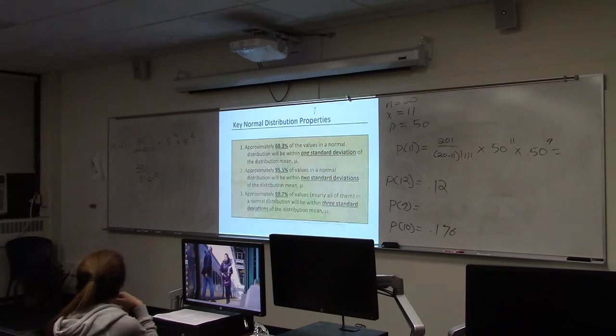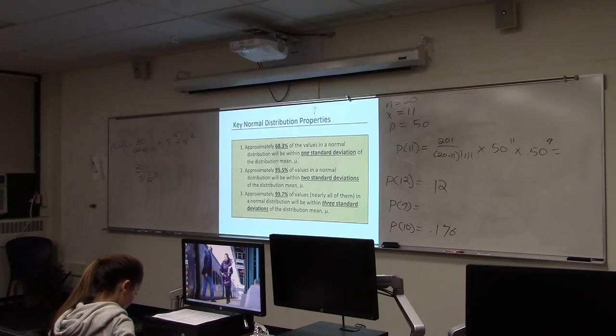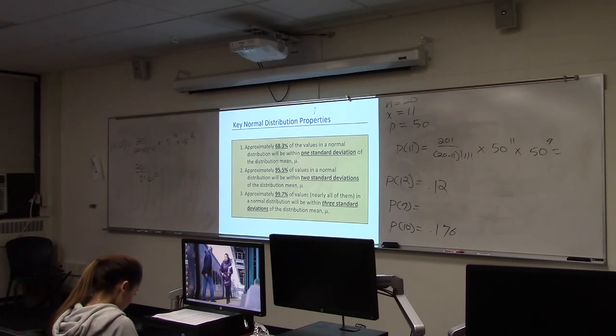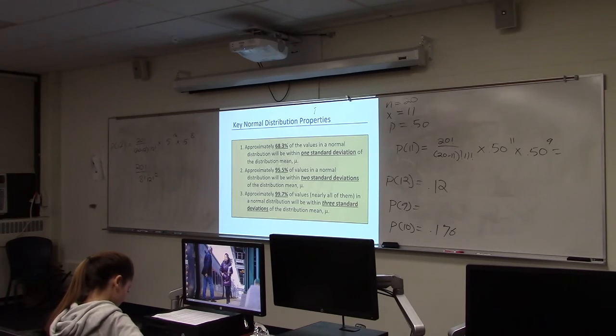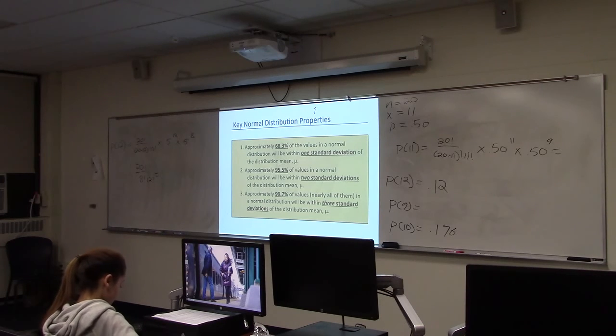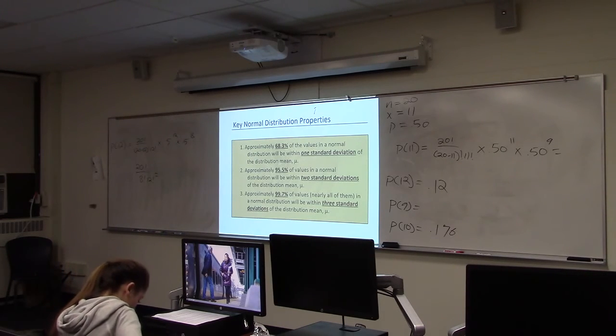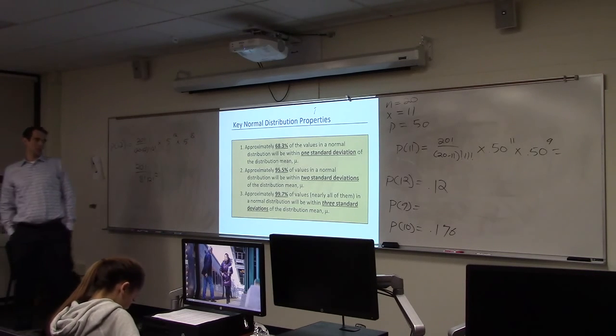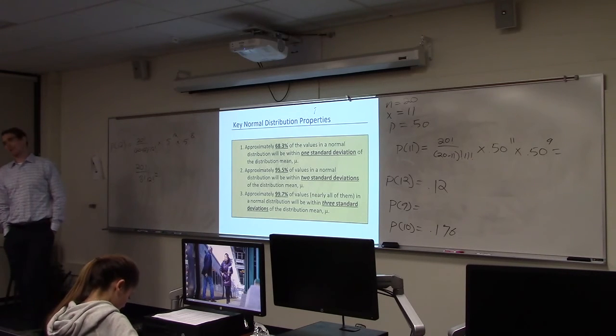Three of the things we know. One, approximately 68.3% of the values in the normal distribution will be within 1 standard deviation of the mean. So 68.3% of my trees will be within 1 standard deviation of my mean, just like 68.3% of the guy in China's trees will be within 1 standard deviation of the mean he calculates. 95.5% of the values will be within 2 standard deviations of the mean. 99.7% of the values will be within 3 standard deviations of the mean.